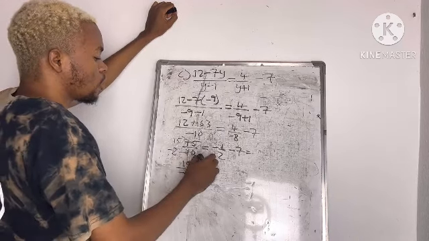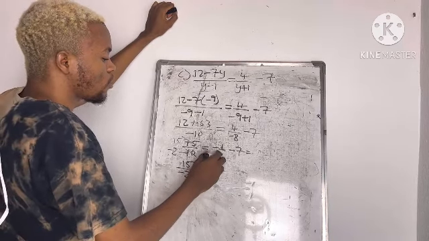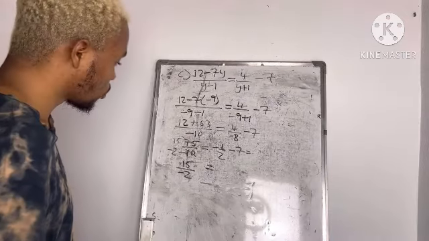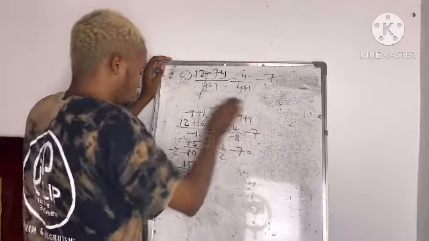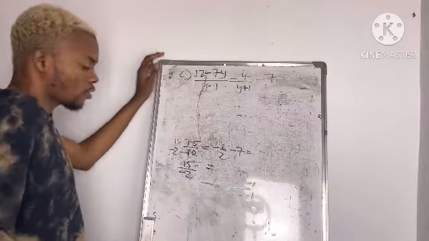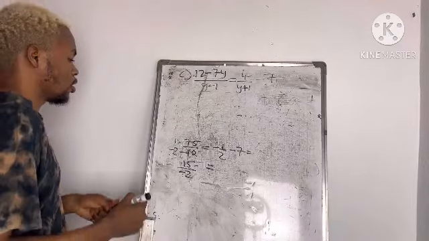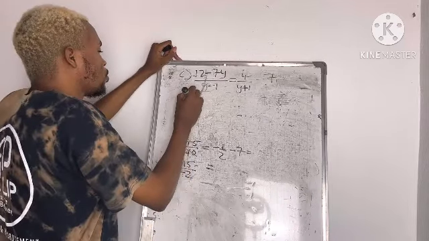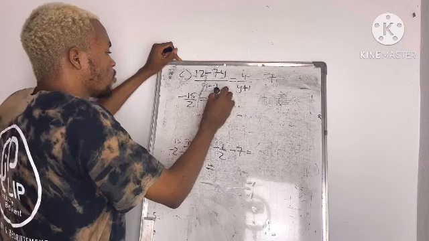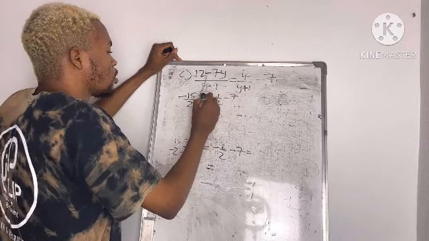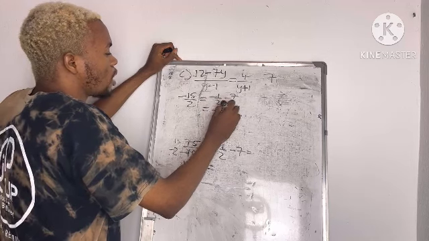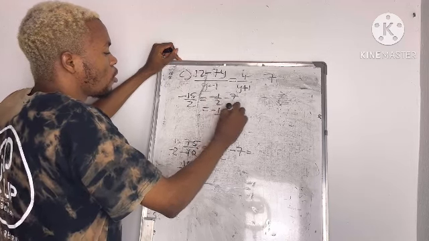Okay, then this way you are going to have, checking our LCM here, minus 15 on 2 equal to negative a half minus 7. 2 times minus 7, you are going to have minus 1 minus 14 all over 2.